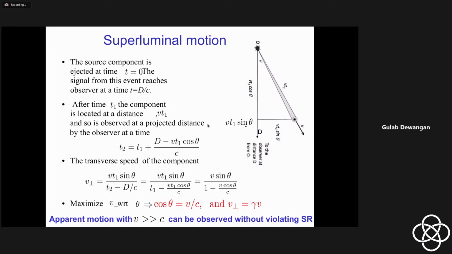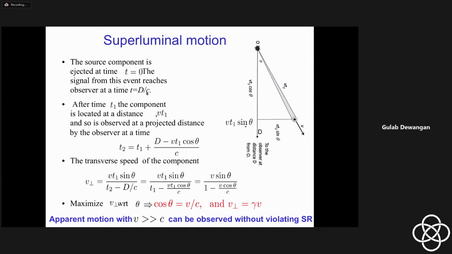For example, let's say there is this quasar, the nucleus of this active galactic nucleus here. Let's say at time t equal to 0, a blob is ejected from this quasar, and this information reaches the observer, because this object is located at a distance D. So this information that a blob has been ejected reaches the observer at a distance D after t equal to D by c. So this is the distance divided by the speed of light.